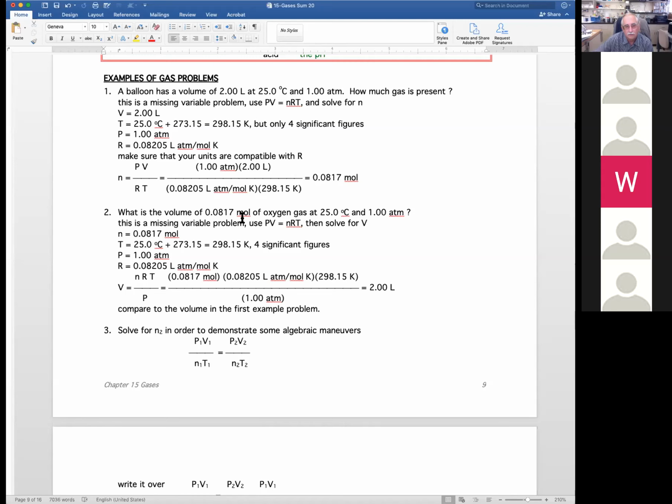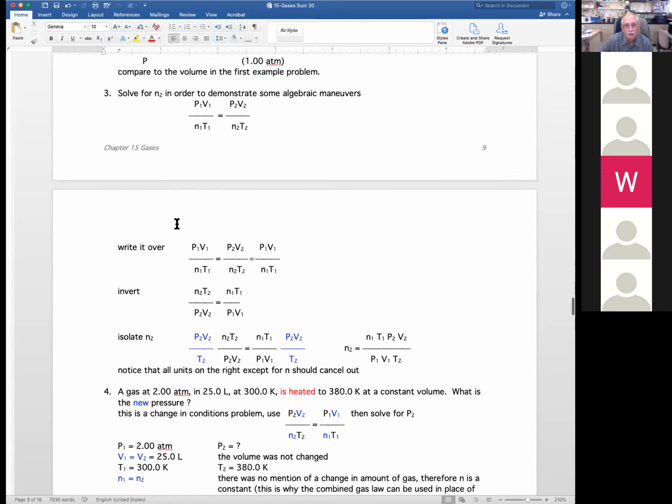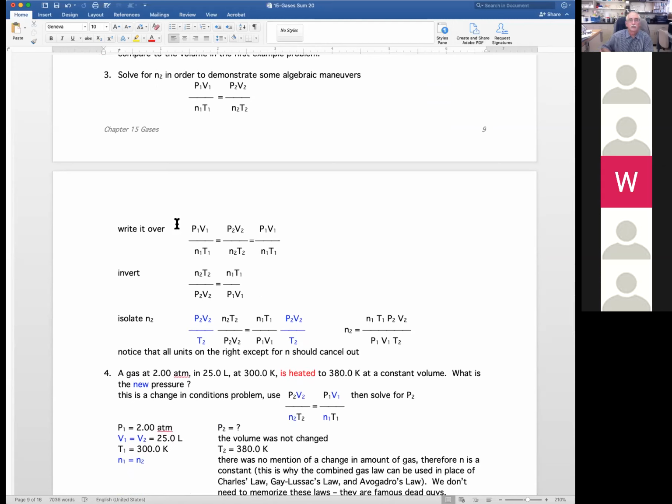What is the volume of so many moles of gas given the temperature and the pressure? Again, it's a missing variable problem. We're just solving for V. And then this third example here is not a gas problem. I'm just trying to show you some easy manipulations of the most complex equation that we have here.